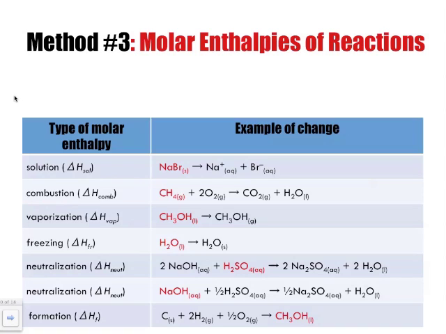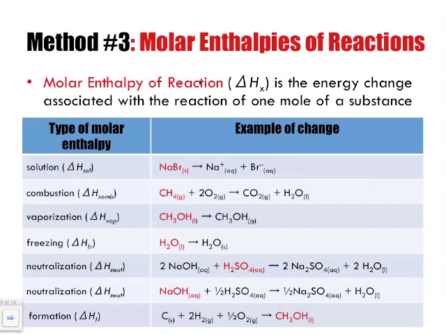The next method, as we've kind of touched upon just before the sample problems, is the molar enthalpies of reactions. Now, molar enthalpies of reactions, delta H of X, where X represents whatever the reaction happens to be, is the energy change associated with the reaction of 1 mole of the substance. So if we look at these examples here, right, we're looking at the solution, right? So what's involved here? Well, we're talking about 1 mole of this reactant here, sodium bromide, that will pretty much dissolve in water, right, forming the solution.